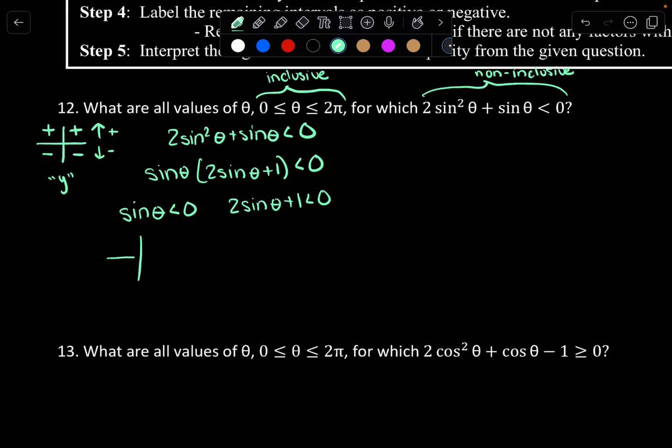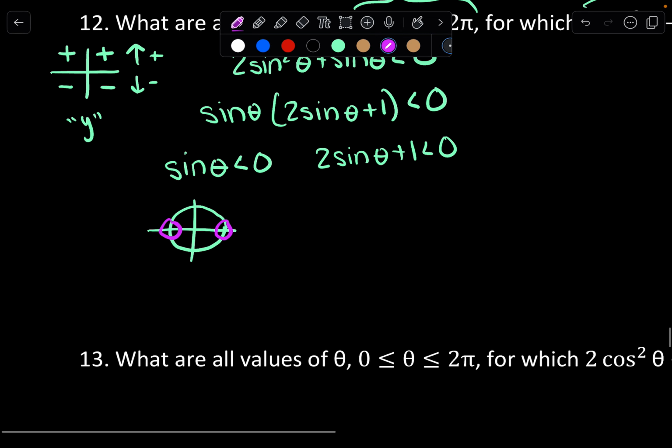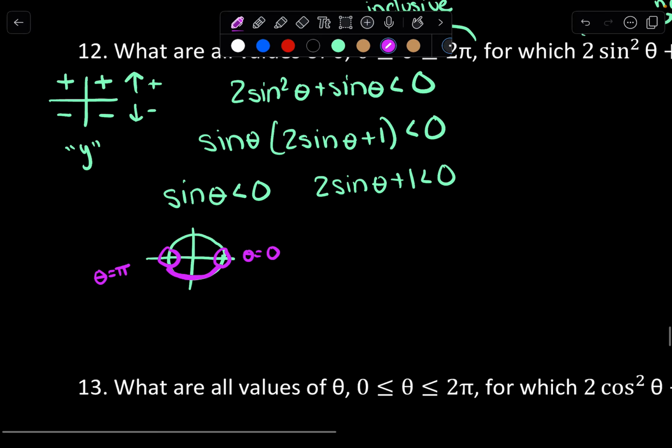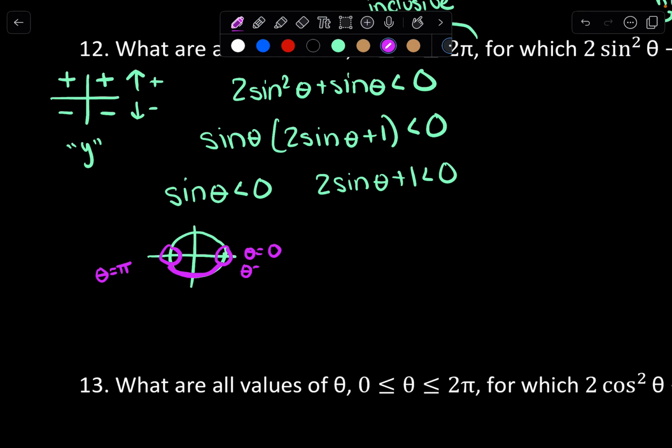Now, if we were to sketch this out, we have our unit circle here in the xy plane. When sine theta is equal to 0, it's going to be at 0 and pi. And I should be consistent, so I'm going to use open circles. Sine theta will be less than 0 in quadrants 3 and 4. Over here on the left side, that is when theta is equal to pi. And on the right side, I'm just going to say theta is equal to 2 pi, so that our intervals are consistent, since it's inclusive.